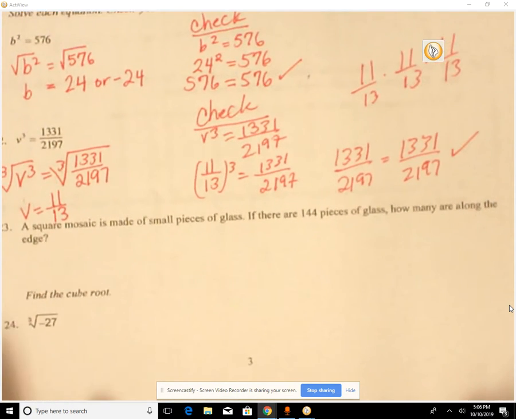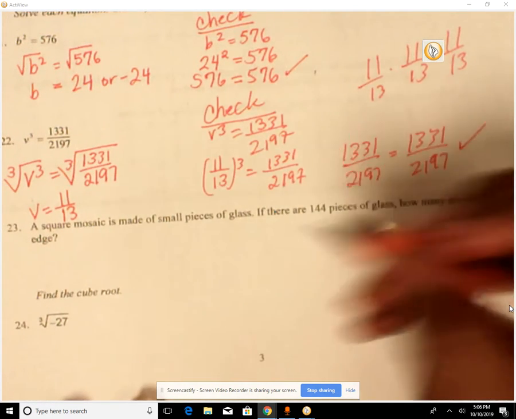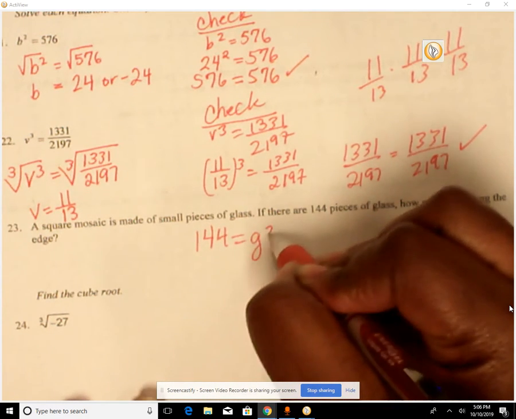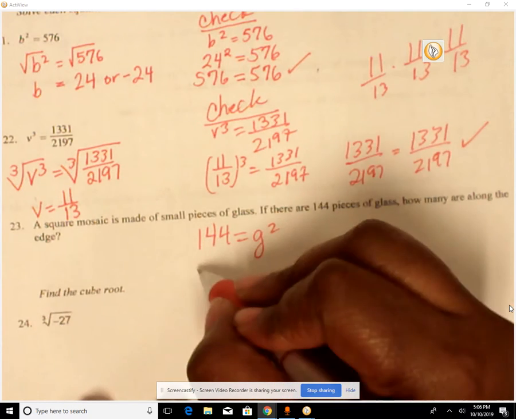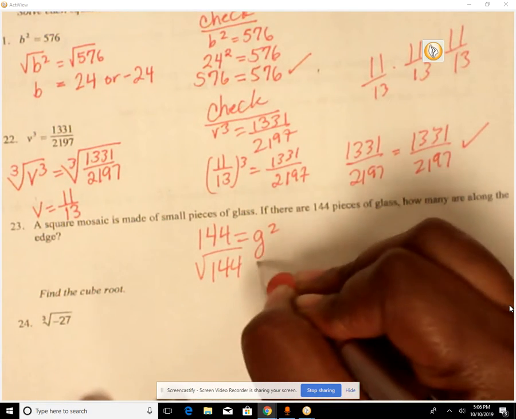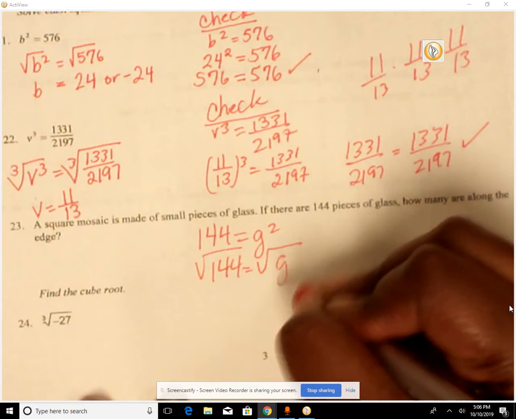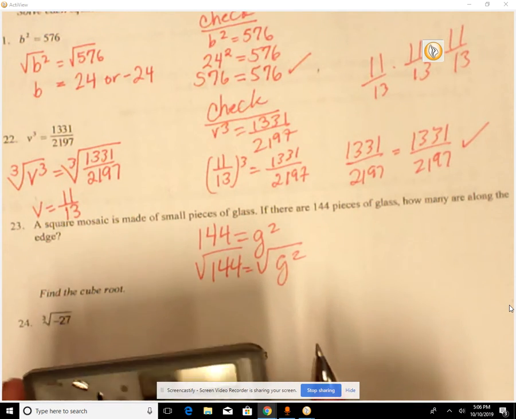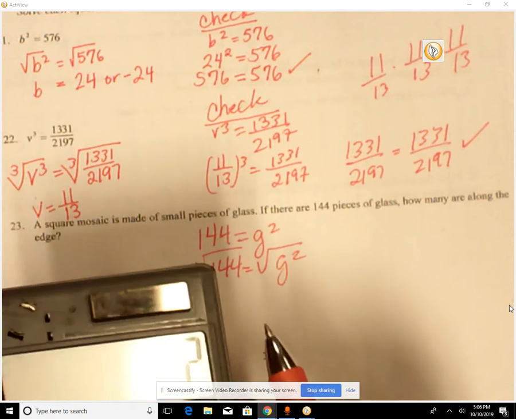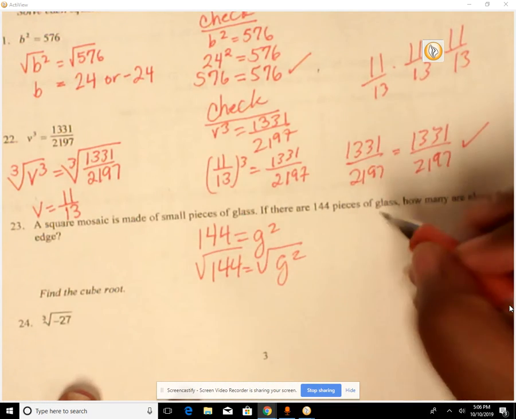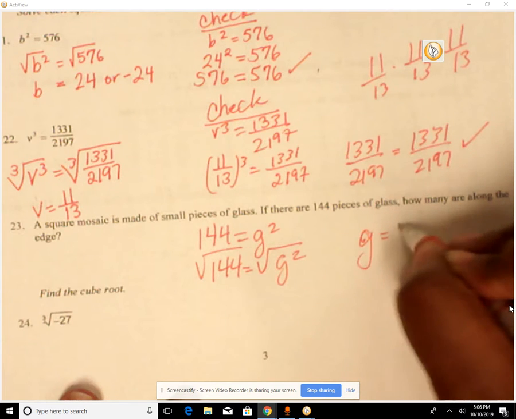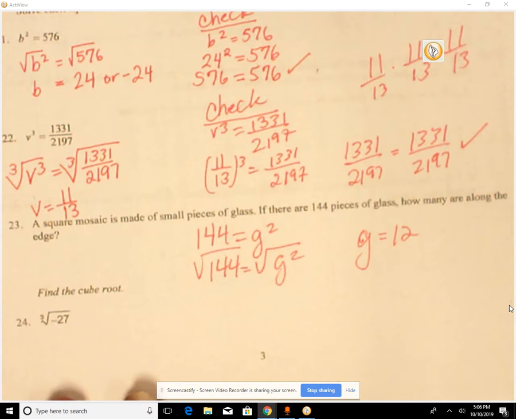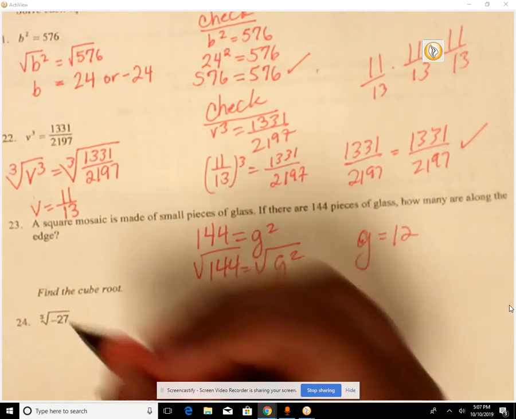All right, so it says a square mosaic has 144 pieces of glass. 144 glass squared. The opposite of square is square root, just what we just did. And so the square root of 144, what number times itself will give you 144? 12. So G is equal to 12. There are 12 pieces of glass along the edge. So make sure you write your sentence.